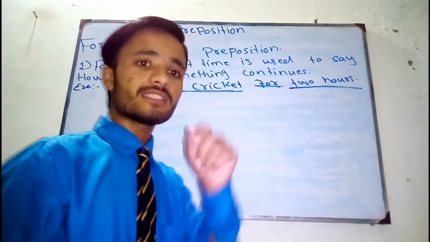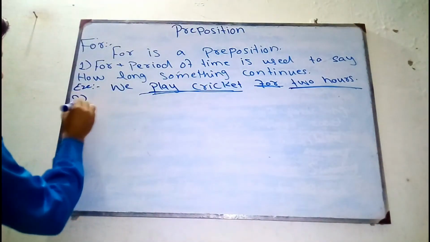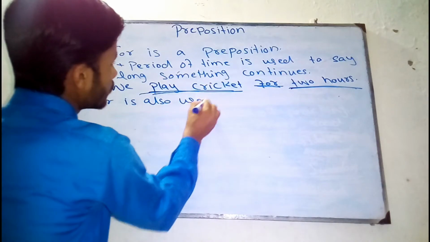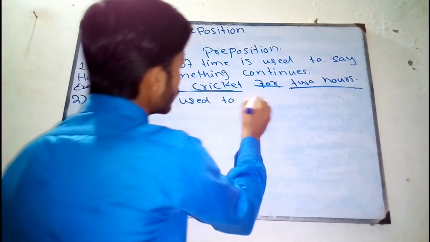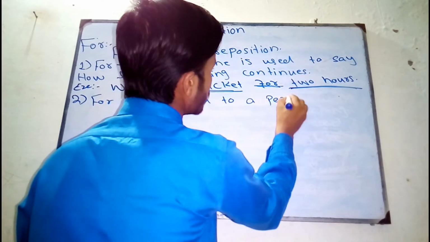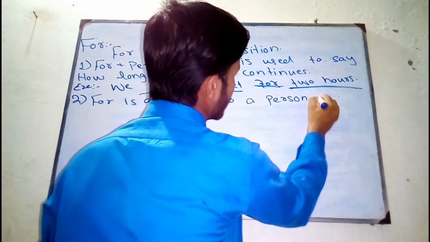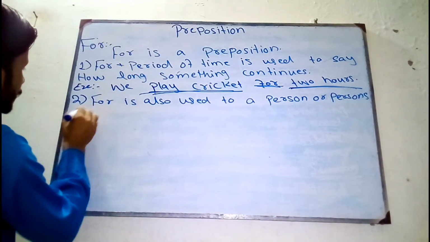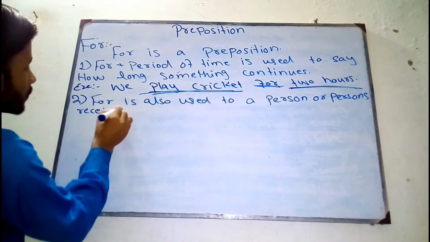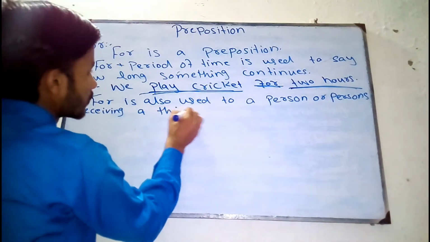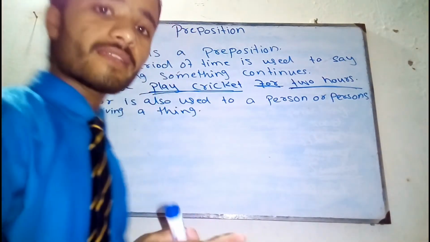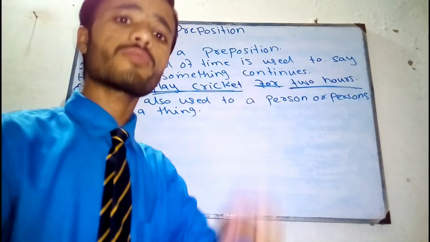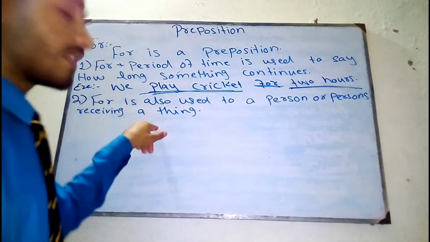See the second usage. "For" is also used to a person or persons receiving a thing. Here it says that "for" is also used to a person or persons, one person or more than one person. Is this clear? Receiving a thing.